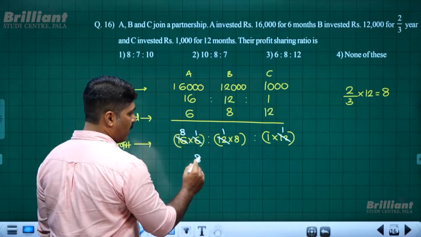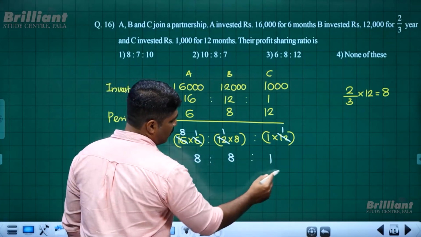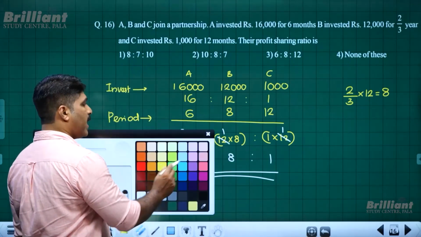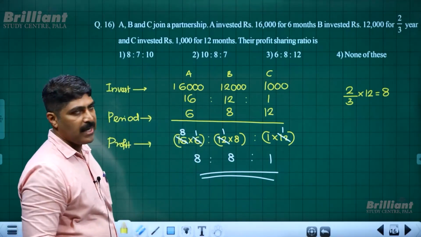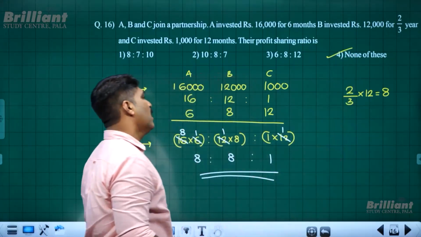So then what will be the final answer? This is 8 into 1, 8. This is 1 into 8, 8. This is 1 into 1, 1. So the final answer is 8 is to 1. Look at the options. There was not any option like this 8 is to 1. Hence the answer is none of these.